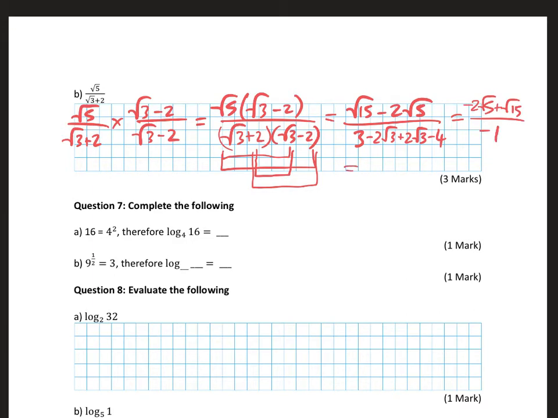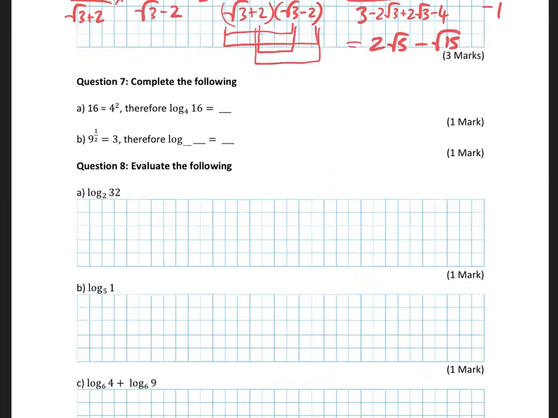And then we don't want to have a negative denominator there, so remove the factor of negative 1 from everything, so it's going to be 2 root 5. Remove a factor of negative 1 from positive root 15, that's going to be negative root 15.